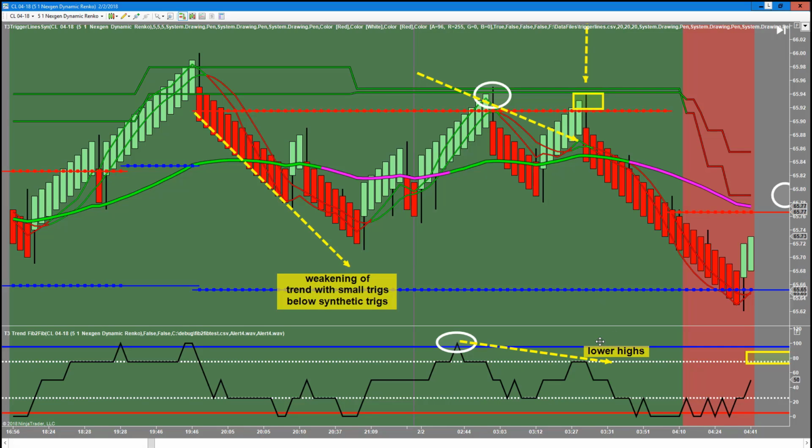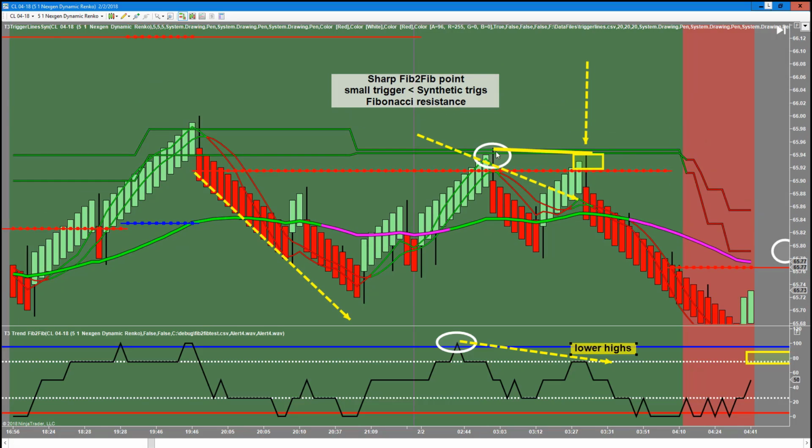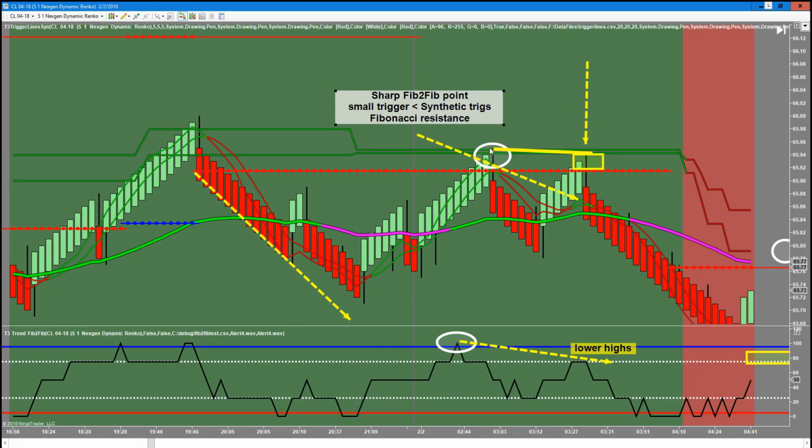And then the other thing that you'll notice is that even though price almost makes an equal high at the top, the fib to fib oscillator has a lower low. So we have the potential for a divergence between the price and the fib to fib oscillator. This will help to add confidence at an area. Number one, you had a sharp point. Number two, the small triggers are below the synthetic triggers. Number three, you have lower highs on your fib to fib oscillator, and we end up with a potential top.